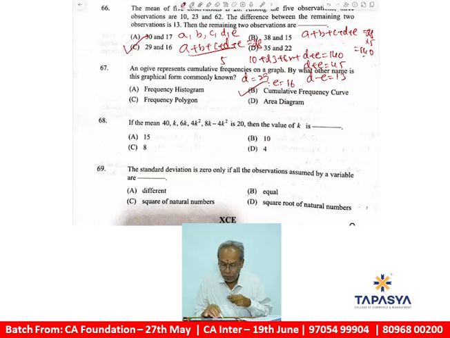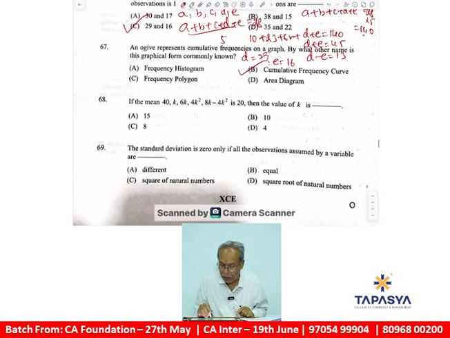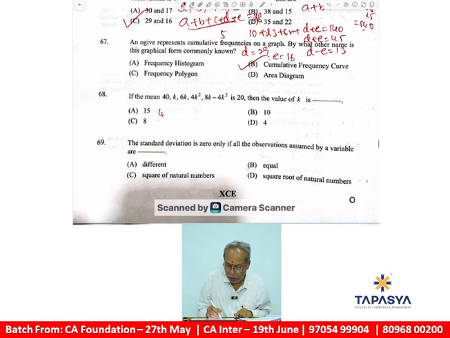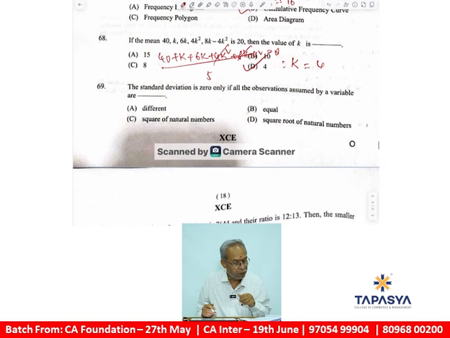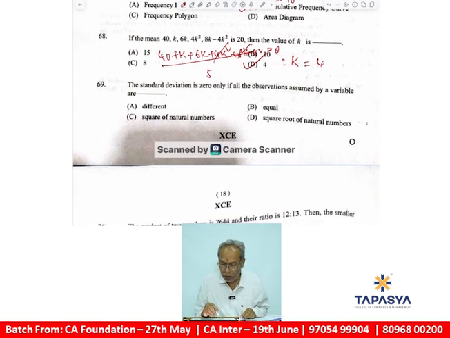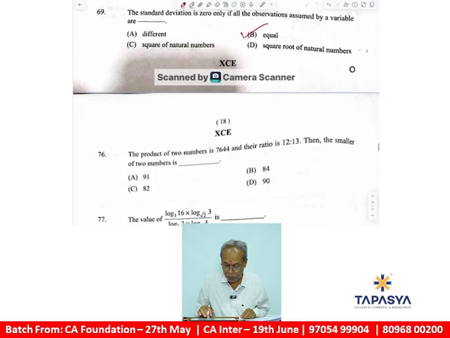Next, the mean of all the numbers is 20, so simply adding 40 plus k plus 6k plus 4k square plus 8k minus k square, divided by 5, is equal to 20. Here k square cancels. Solving for k, you will get 4. So the answer is D. Next, standard deviation is 0 only if all the observations are equal. This is a standard property.